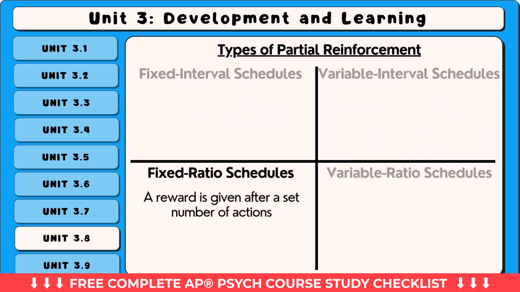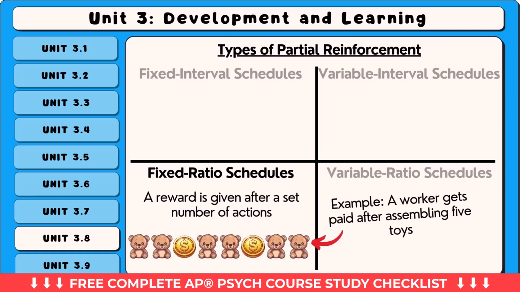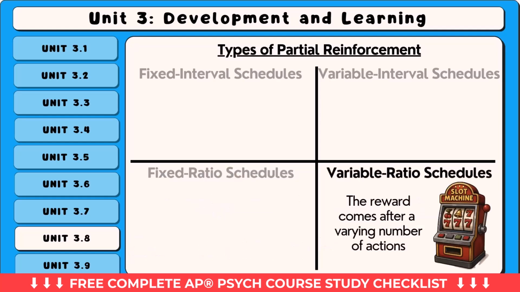In a fixed ratio schedule, the person or animal gets a reward after a set number of actions. For example, a worker might get paid after assembling 5 toys. They know exactly how many actions are needed, so they may work fast to reach the reward.